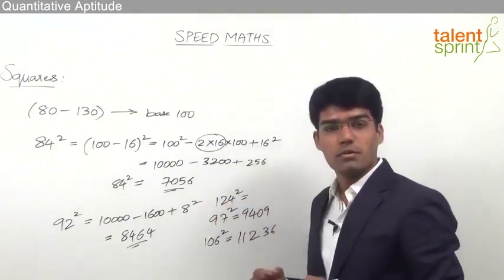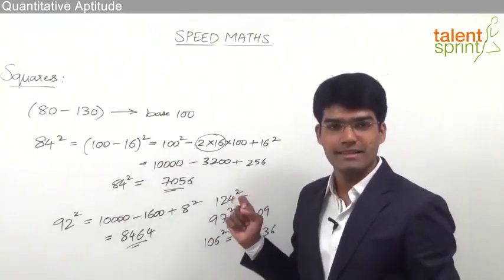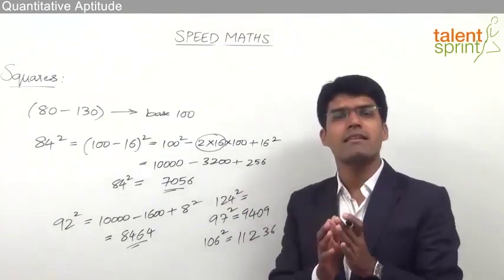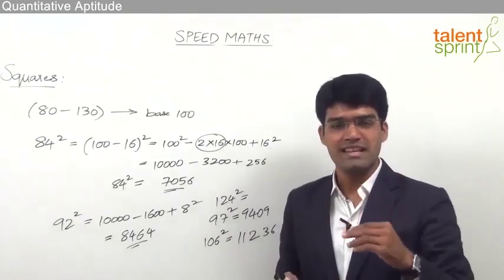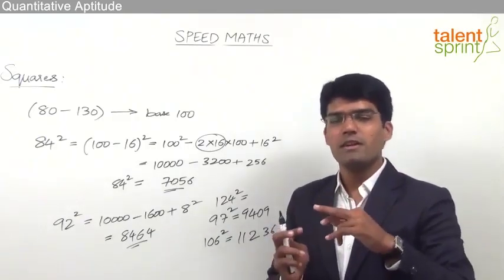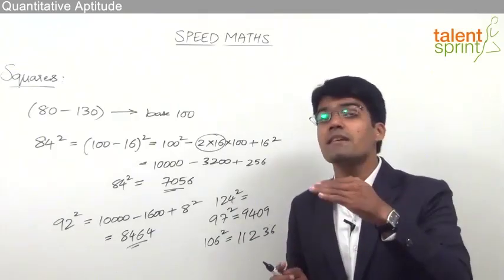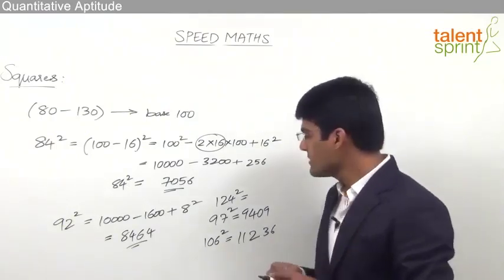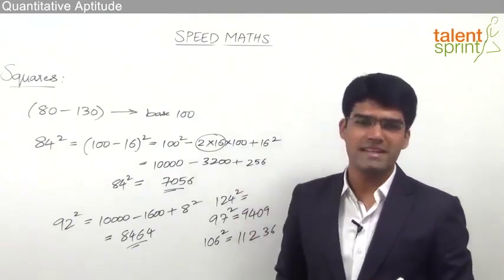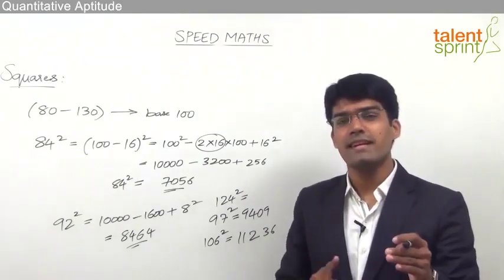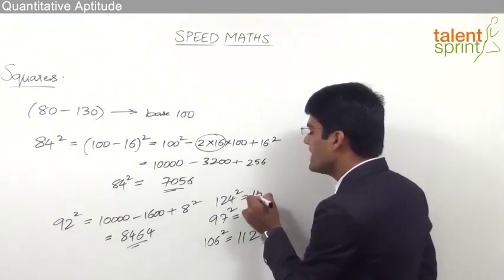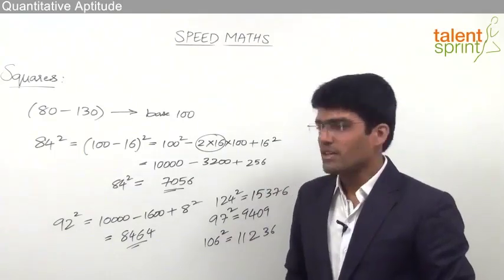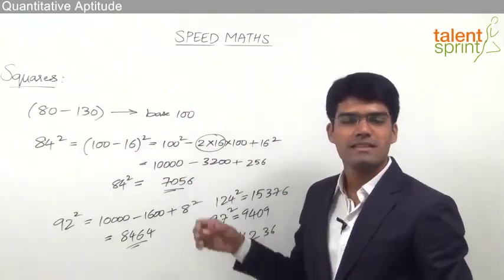Likewise, I want 124 square. Now this is really a large number, but if you are comfortable with this technique, finding out 124 square will not take more than 3 to 4 seconds. 124 is 100 plus 24. So the first term is 10,000. The second term is double of b, that means 24 doubled becomes 48. So 10,000 plus 4,800 is 14,800. And the last term is 24 square, which we know is 576. So 14,800 plus 576 will be equal to 15,376. So this is how simple finding out squares is. For numbers ranging from 80 to 130, always take the base as 100.